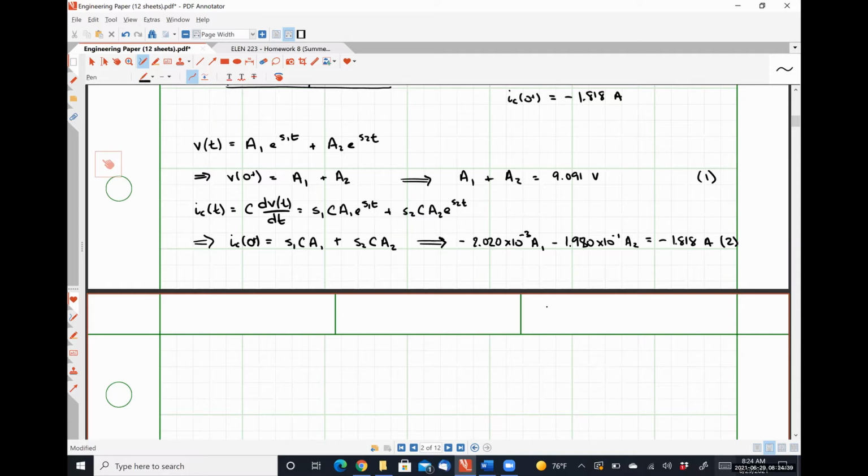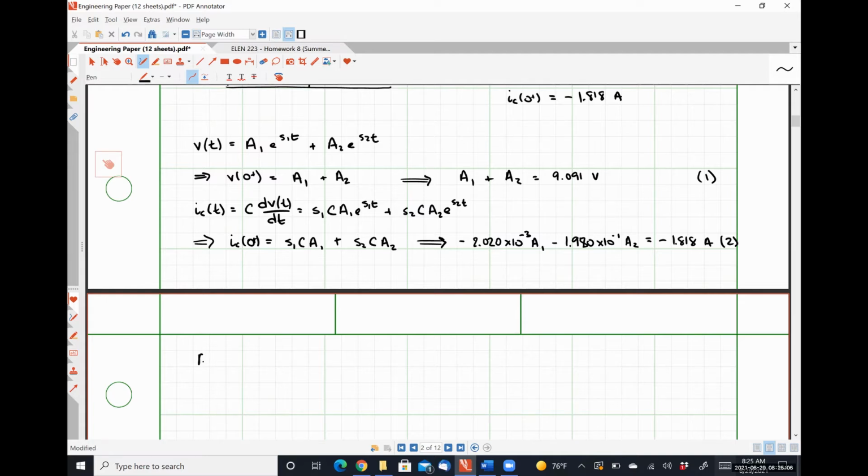My second equation, I have negative 2.020 times 10 to the minus 3 A1 and negative 1.980 times 10 to the minus 1 A2 is equal to negative 1.818. Solve.